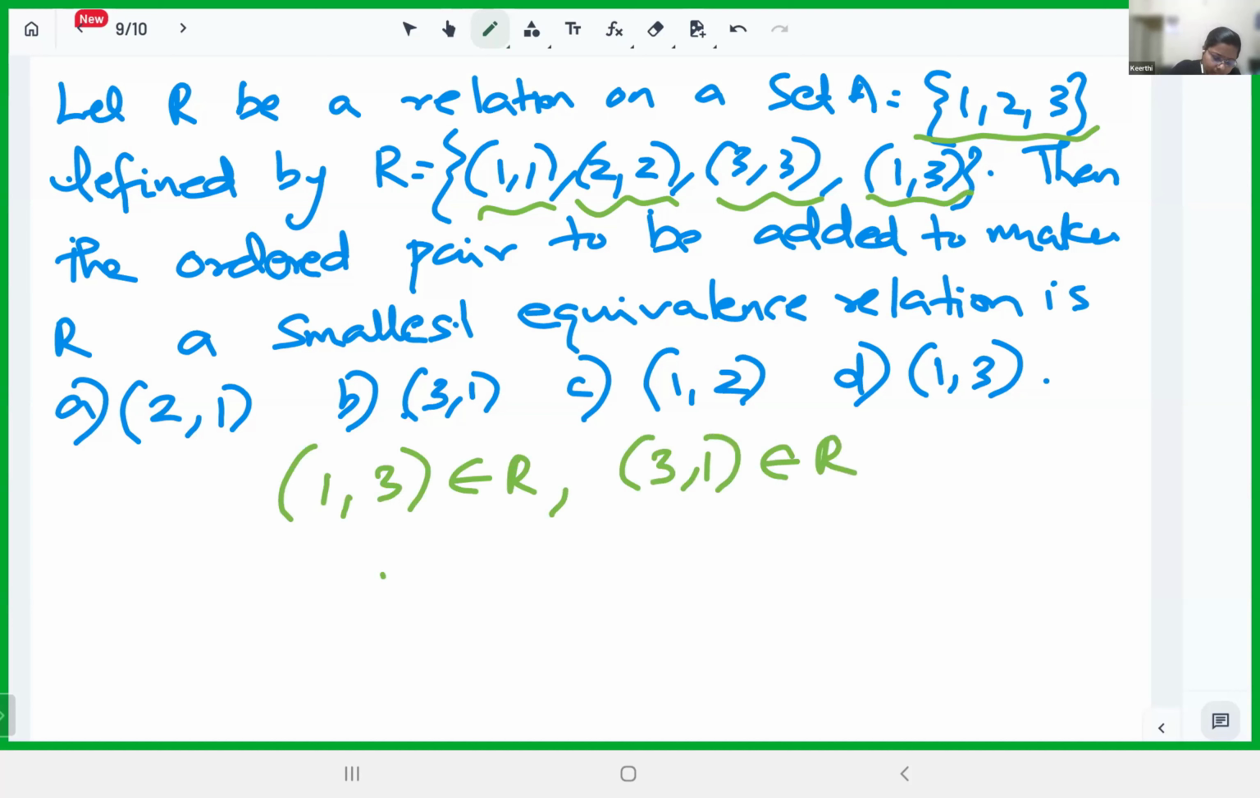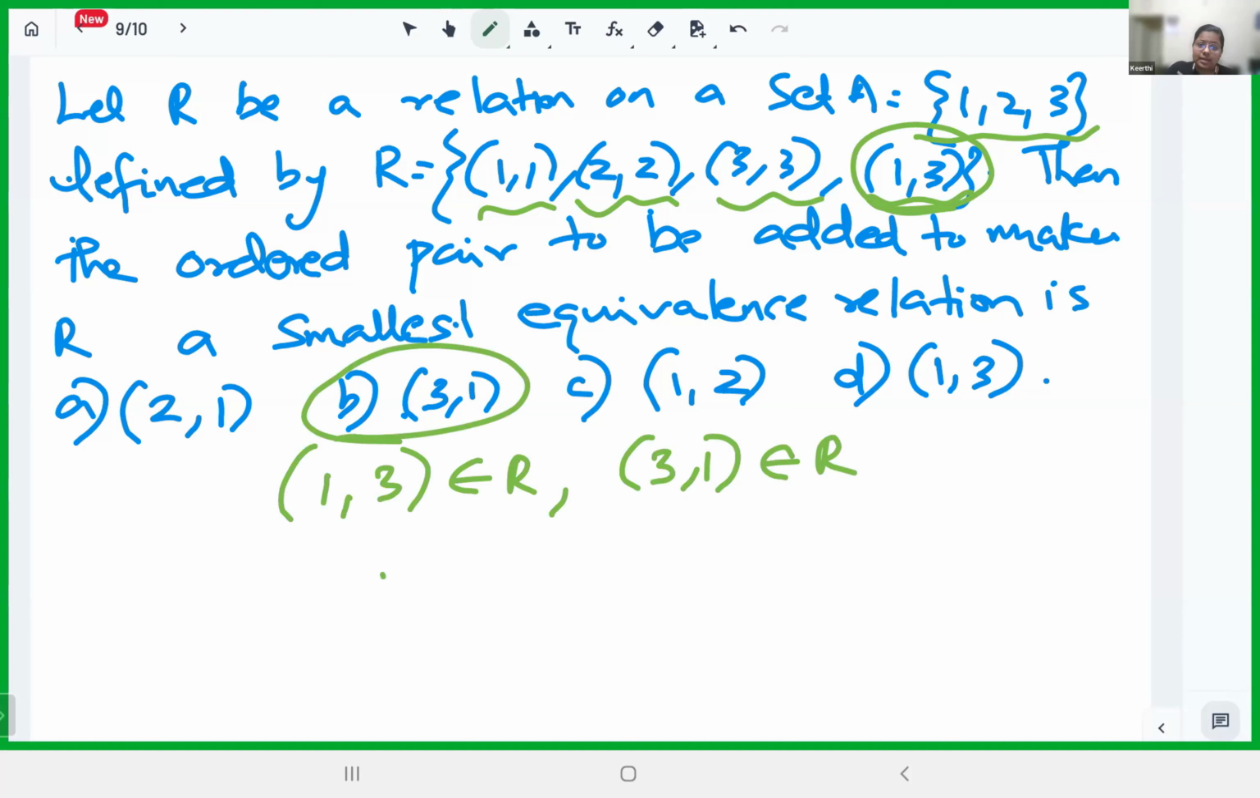So here we are able to take an ordered pair (1,3). So definitely there should be an ordered pair (3,1). Then it will become symmetric. So if I'm adding option B, (3,1), it will become a symmetric relation, right?